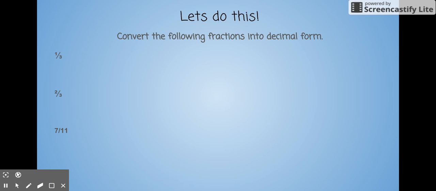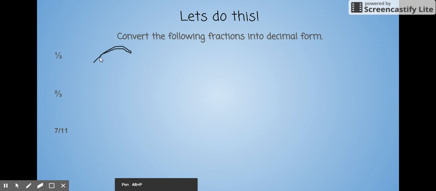Welcome to the second part of your guided notes. Now we are going to convert these next three fractions also into decimals. So we have 1/3. That means we have 1 divided by 3. So 1 is going to be our dividend, 3 is going to be our divisor.